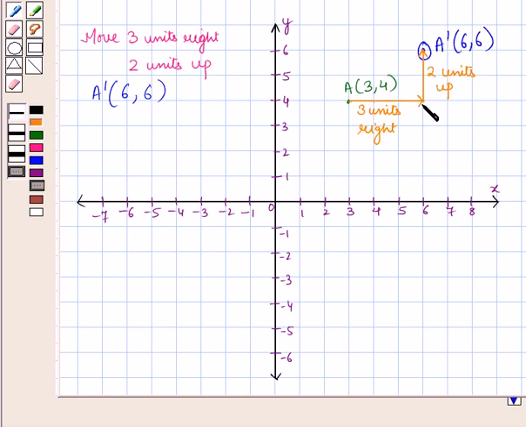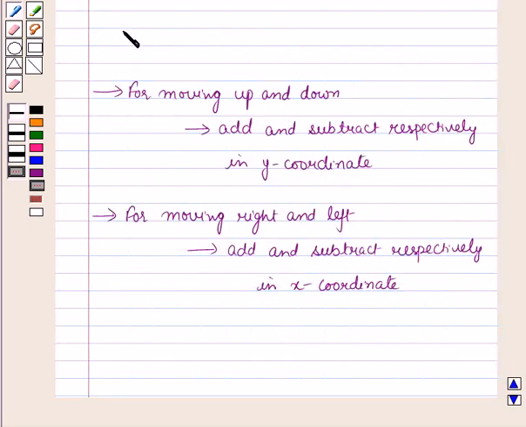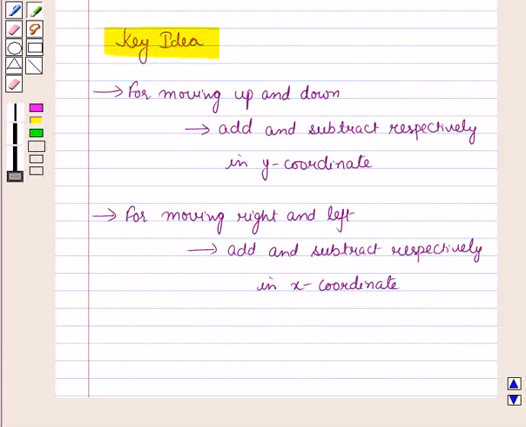From here you can see that starting from the point A, we have moved 3 units right and then 2 units up and we have reached this point which is A dash with coordinates 6, 6. So this result will work out as a key idea for solving the given question. Now let us start with the solution of the given question.